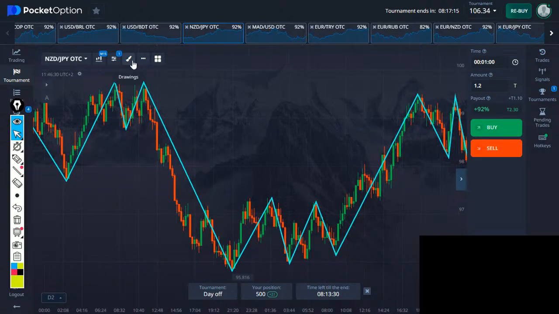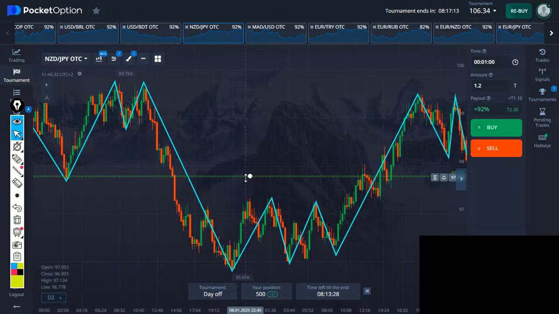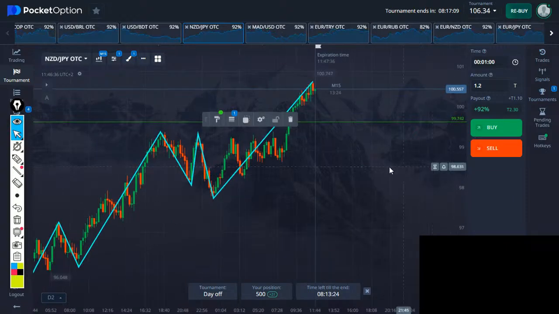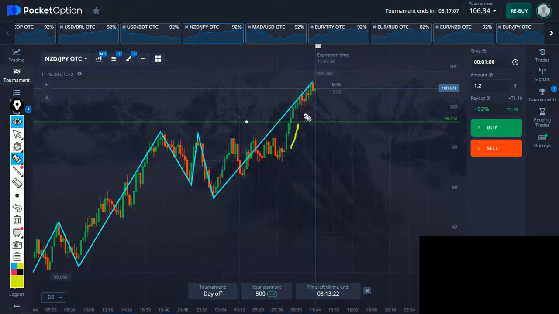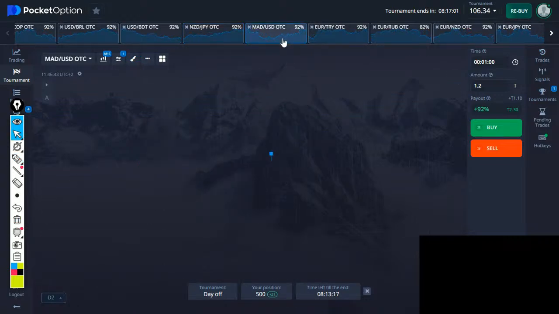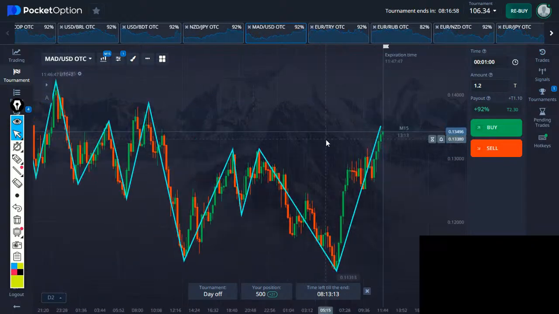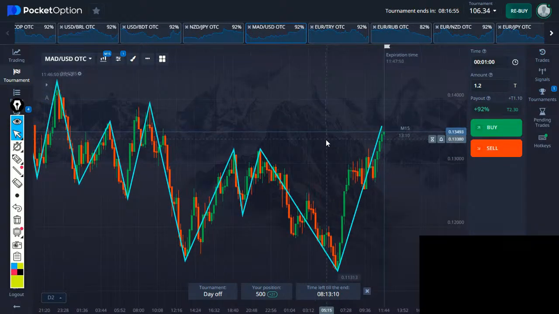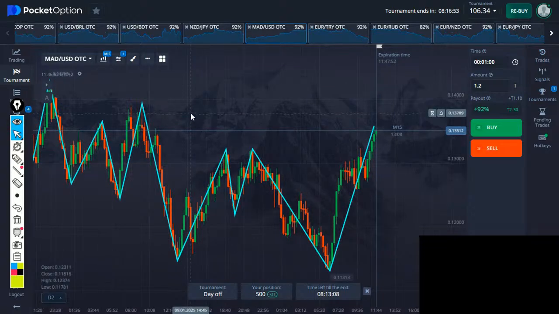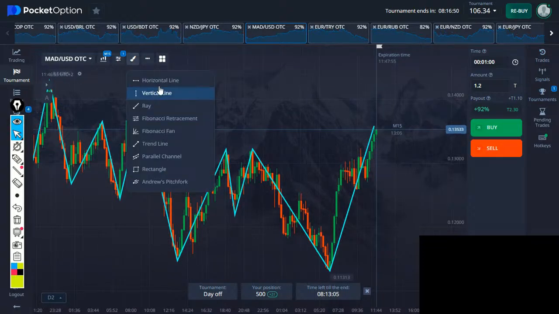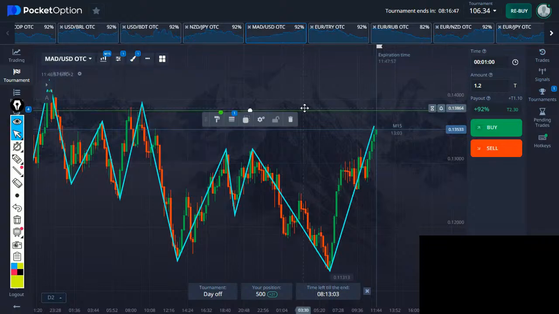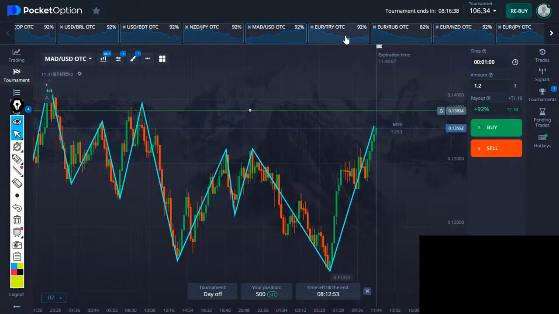Okay, so we have this area over here. Let me see what's happening here. Already breached. So here we have a breach, so I will neglect this pair. Okay, we have something here. Let me mark the zone. So I mark this area, and since the price didn't reach the level yet, I will set an alarm, in case we need this pair at a later stage.